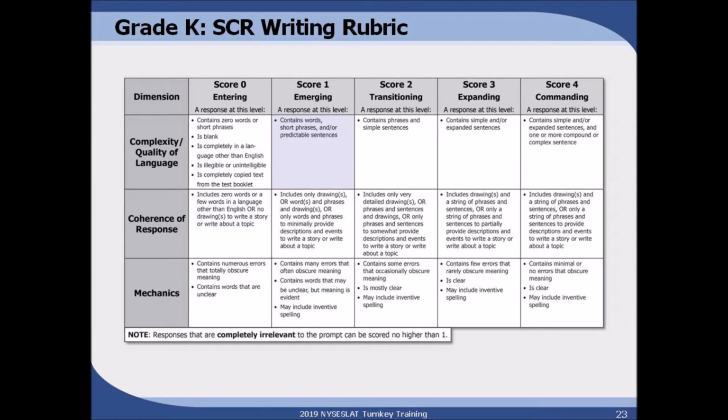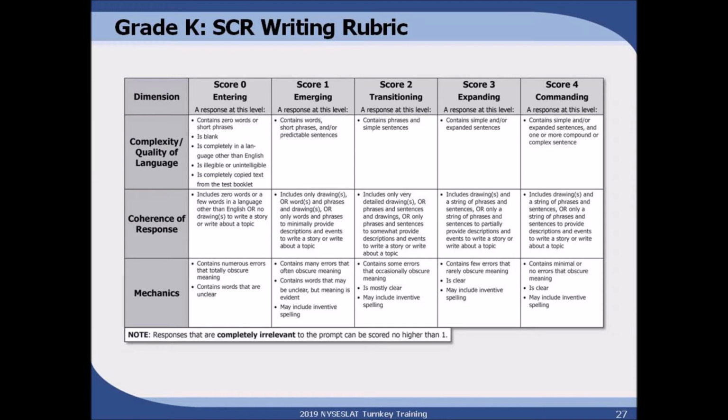A response at the emerging level will have words, short phrases, or predictable sentences. A response at the transitioning level will contain phrases and simple sentences. A response at the expanding level will contain simple and or expanded sentences. A response at the commanding level will contain simple and or expanded sentences and one or more compound or complex sentences. The coherence of response dimension evaluates the sufficiency of descriptions and allows students to draw and or write descriptions of events when writing a story or about a topic.